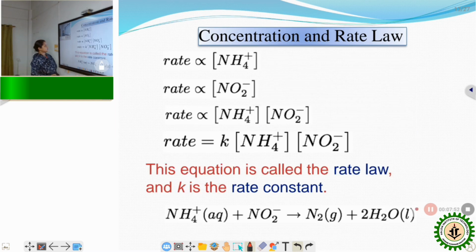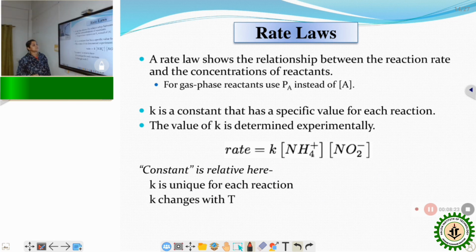So the observation proposes that for this particular reaction, rate is proportional to the ammonium ion concentration, and rate is proportional to the nitrate ion concentration. Now if we combine these two relations, it will finally give the rate expression of this reaction, that means rate equals k into concentration of the ammonium ion into concentration of the nitrate ion, where this k is the rate constant of that particular reaction. Now this rate constant is very specific for every reaction, and it depends on temperature.